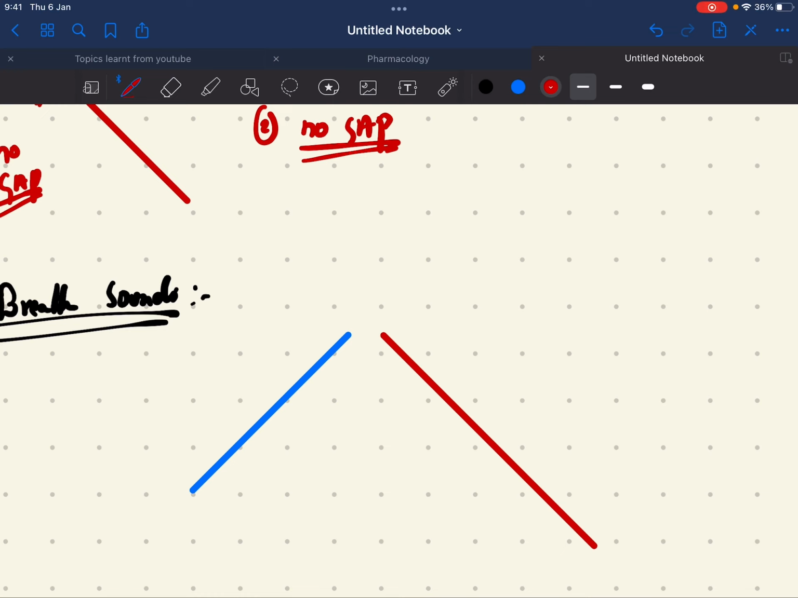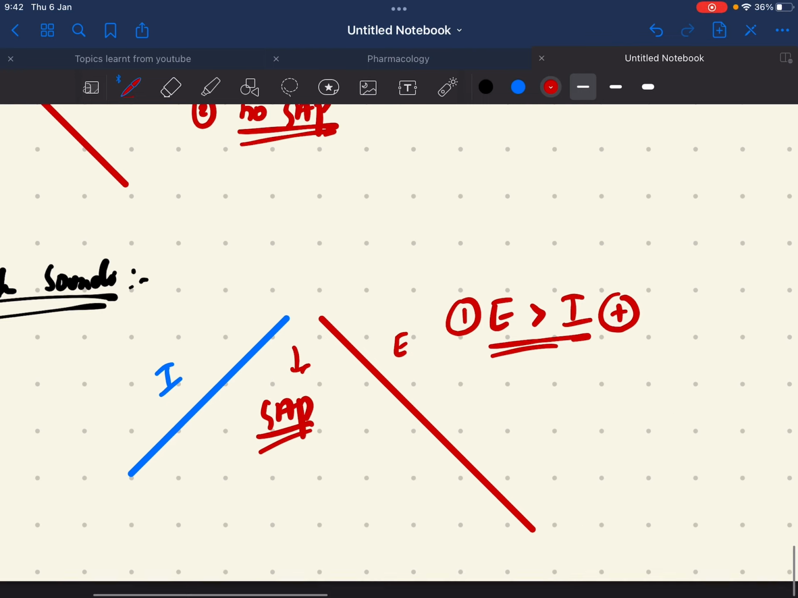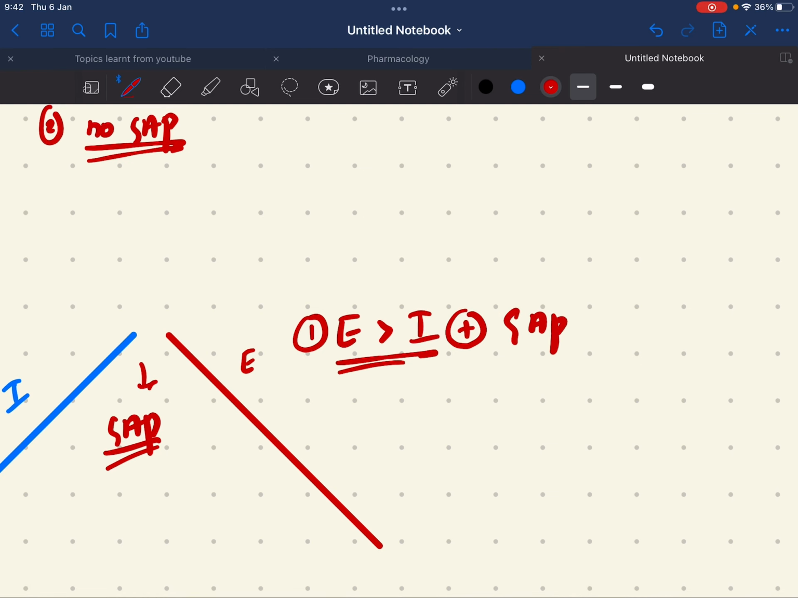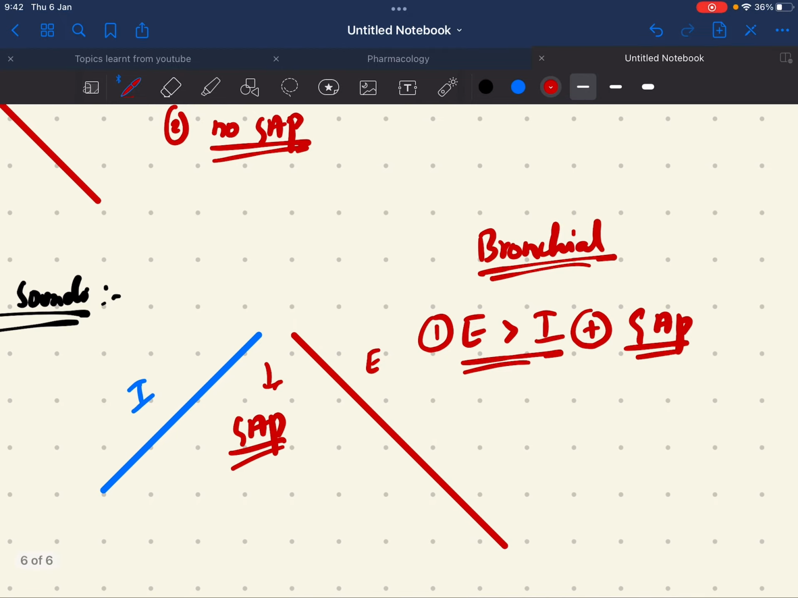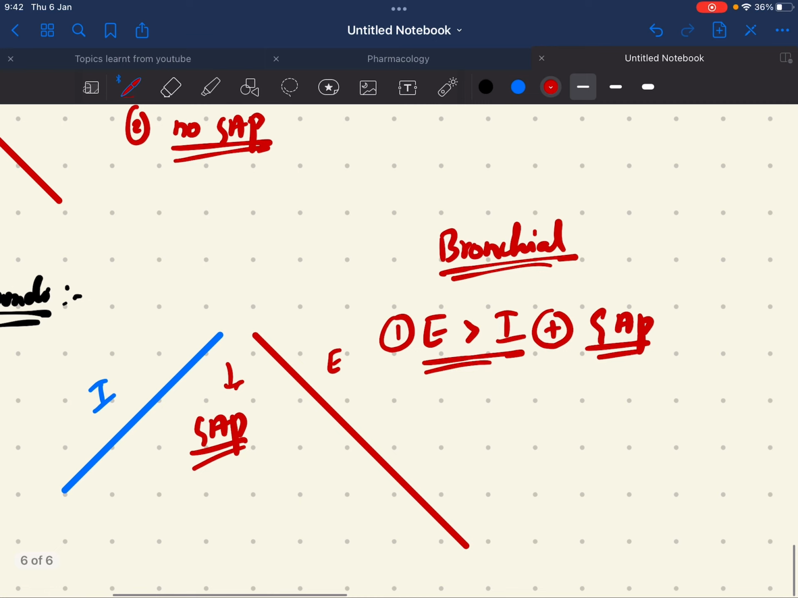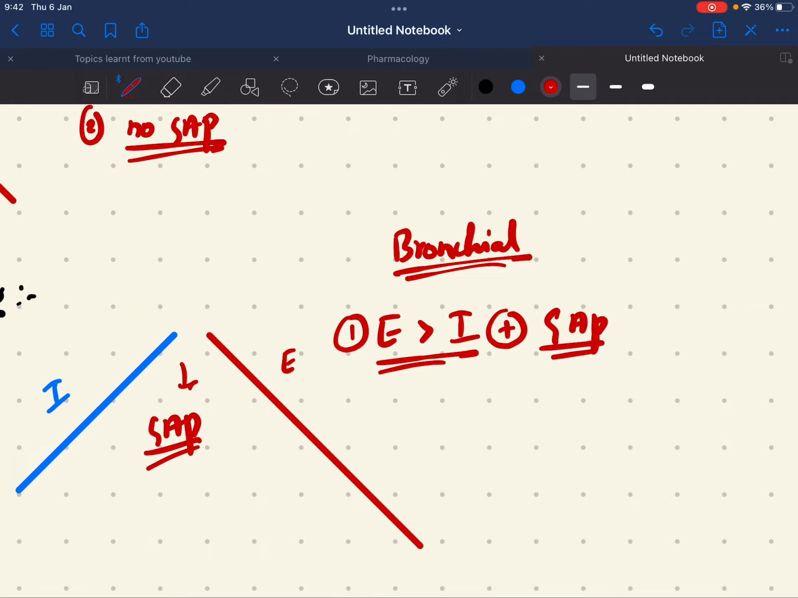So basically by seeing this diagram you can say only one thing, that the expiration is greater than your inspiration. On the top of that, here you can see there is gap. So in bronchial breath sounds we can say that the expiration is greater than inspiration. As you can see from the lines here, the expiration is greater than inspiration, and on the top of that you are going to see a gap there between the inspiration and expiration.